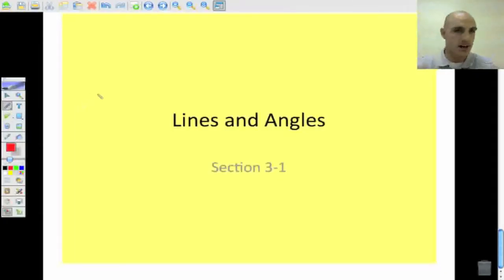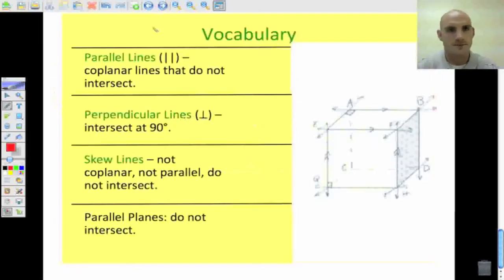Welcome. This is lines and angles. This is section 3.1. We've discussed proofs. We've discussed the basics of geometry. Now we're going to move on to what it is that we're actually doing with these things. We're going to start solving some things. We're going to talk about the relationships between lines and angles. So here we go. Lines and angles.